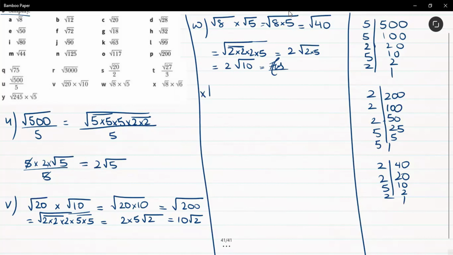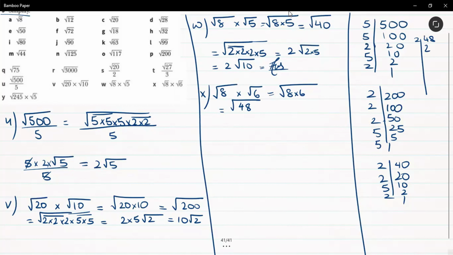For part X, we have under root 8 multiplied by under root 6. And as we have been solving till now, we multiply 8 and 6 under a whole root. What is 8 times 6? It is equal to 48. So 8 times 6 is 48.